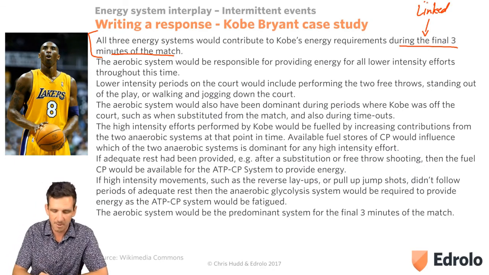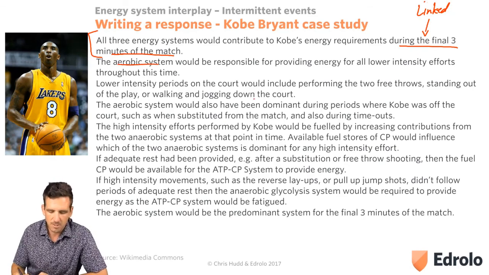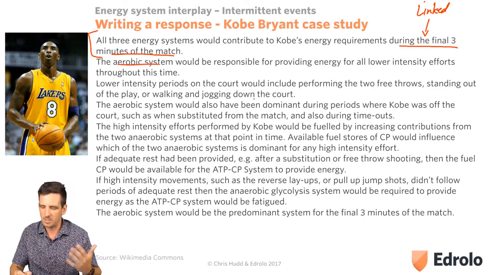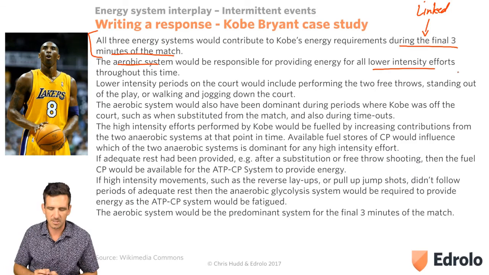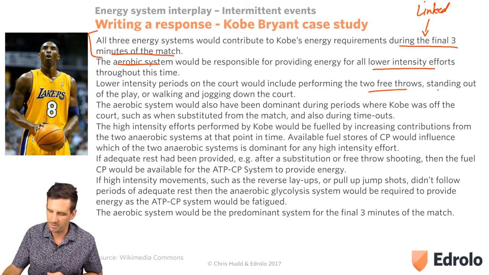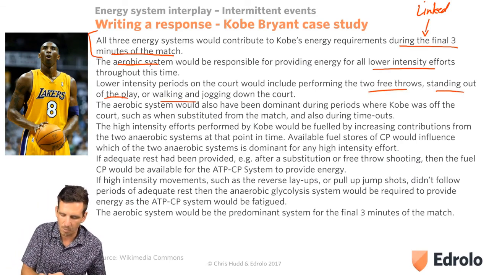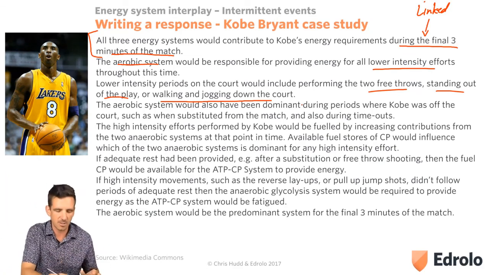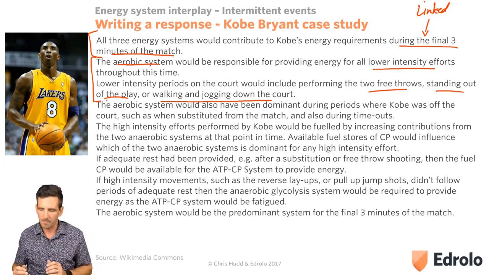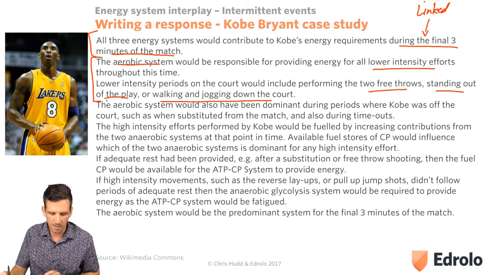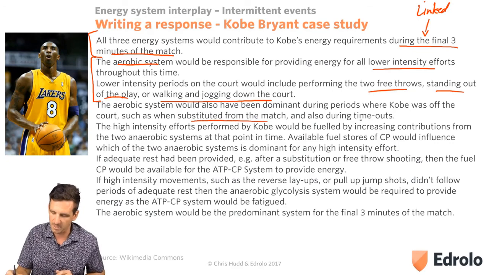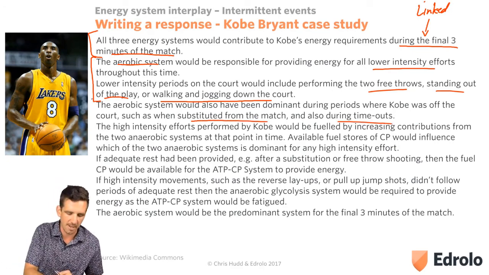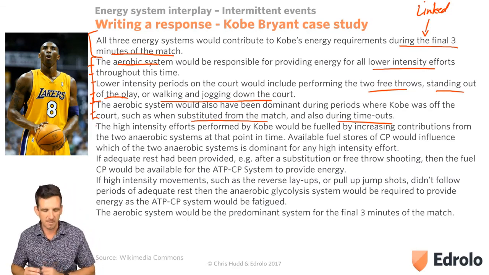I then talked about the aerobic system. I wanted to talk about that first because I felt like there were quite a few periods where there were lower intensity efforts. Things like free throws, standing out of the play, walking and jogging down the court. I've dug up real specific basketball examples there and linked it to the aerobic system. I also said that it would have been dominant when he was off the court, things like being substituted and during timeouts. So all of that is talking about the aerobic system.